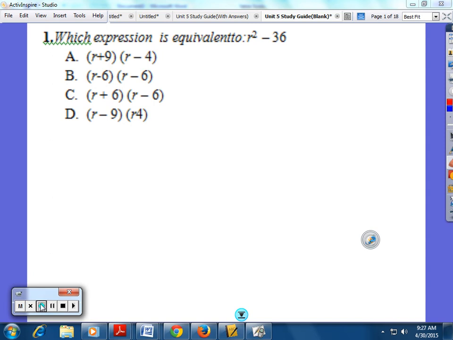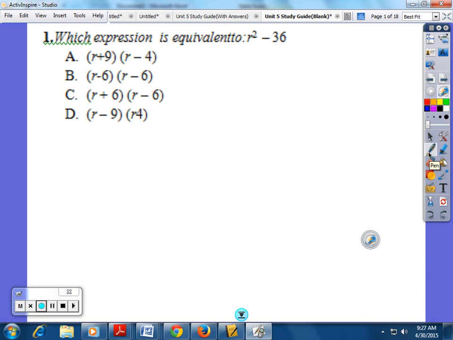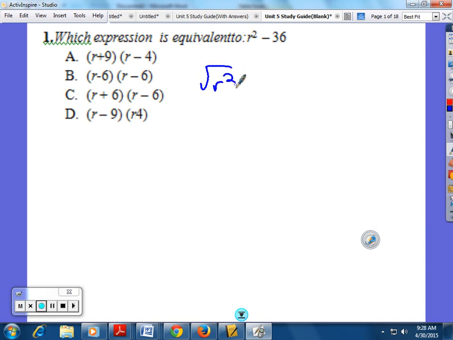So you need to look and see, since this is a binomial and we cannot take out the greatest common factor, you need to check and see if it's a special case. So is the first term a perfect square? Yes, because all letters with even exponents are perfect squares. Are they subtracting? Yes. And is the last term a perfect square? Yes. So since those three things are true, this is a difference of two perfect squares.